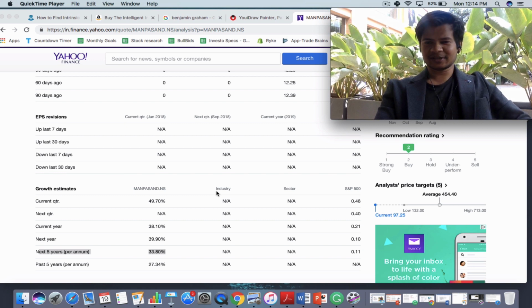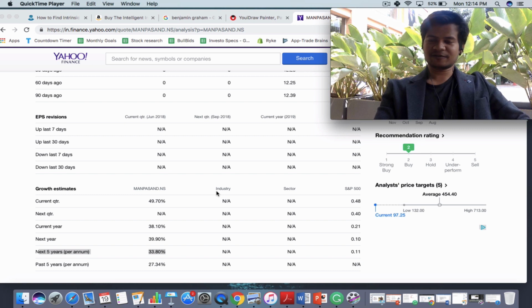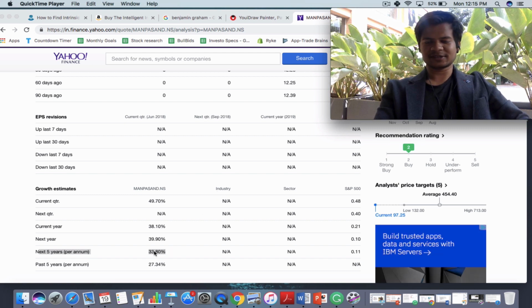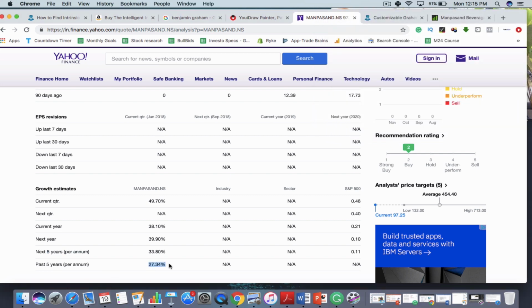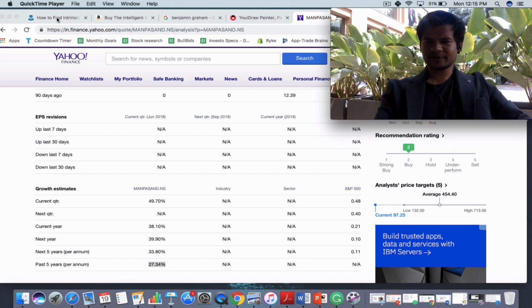Now, 33.80 is a very high growth rate. I mean, it's really aggressive for any company to grow at that very fast rate for the next 5 to 7 years. Even for the last 5 years, you can see that the growth rate was 27.34% for Manpasand Beverages. So let's use the historical value. Historically, we can see that for the last 5 years it was going at a rate of 27.34%, but again, 27.34% is a very aggressive growth rate.